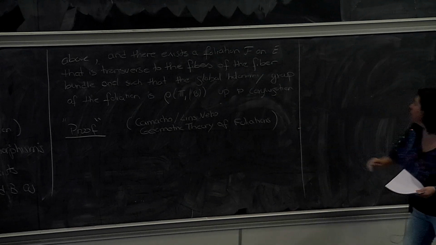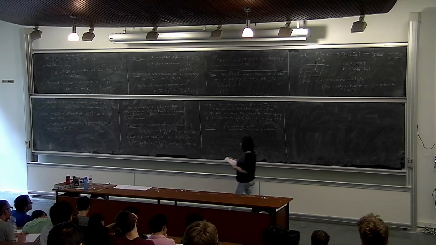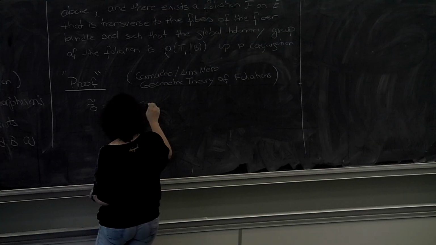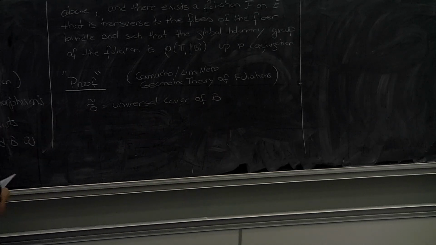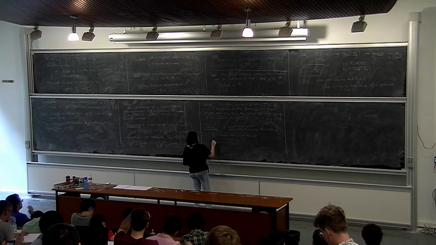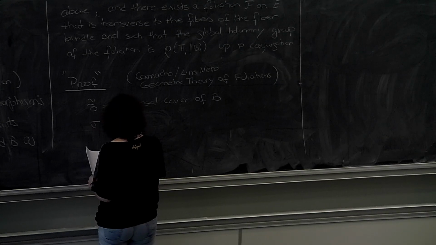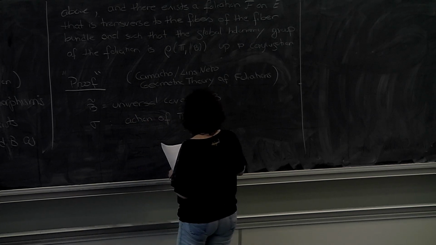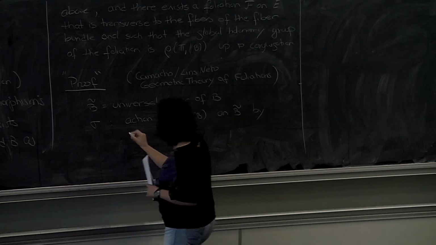Okay, so the idea: let us consider P tilde, the universal covering of B. We have sigma that corresponds to an action of the fundamental group of B on the universal cover by deck transformations.